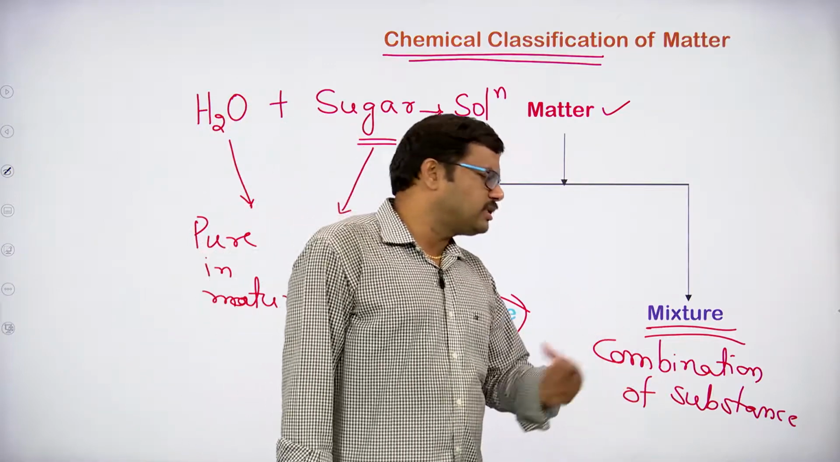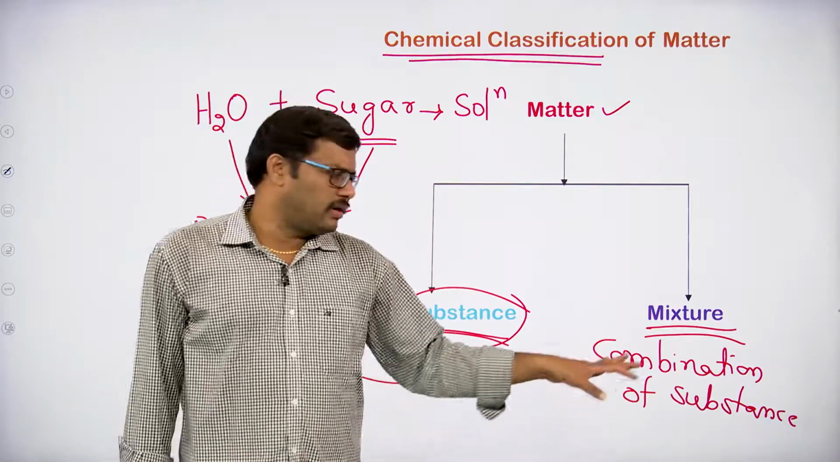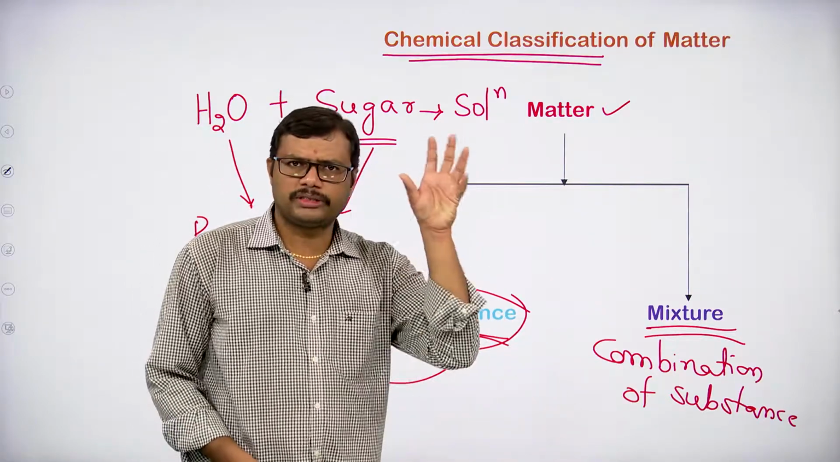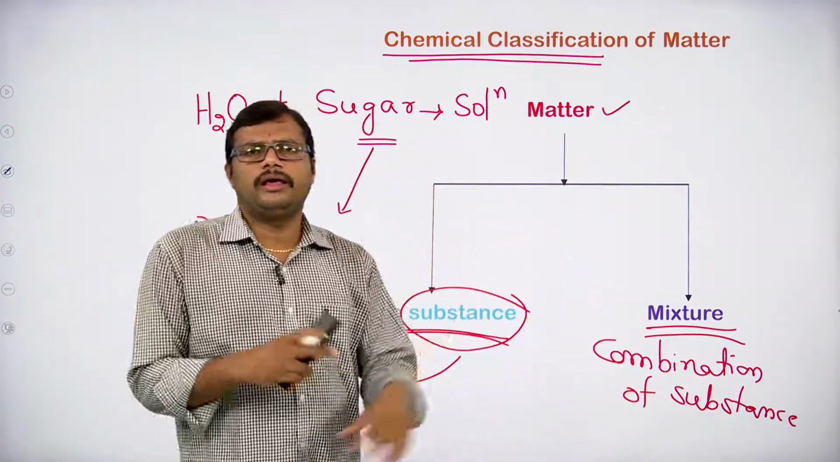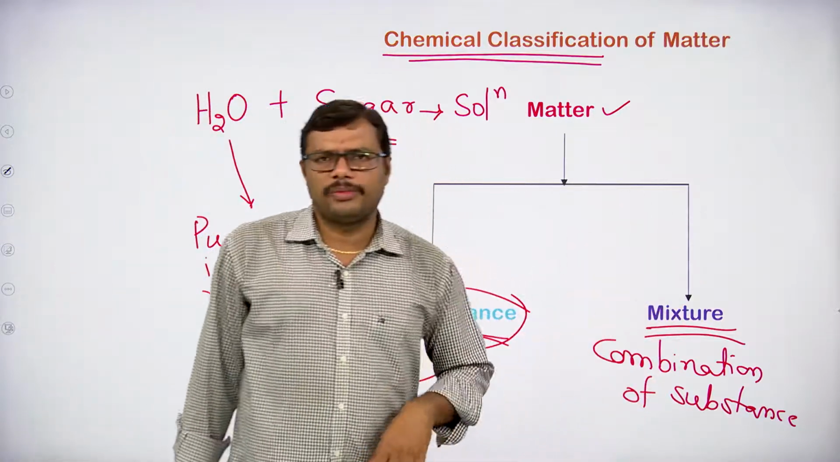So, when pure substances are combined together, we end up with the formation of a mixture, but the combination can take place in any proportion. There is not a fixed proportion. You need not mix only 1 liter with 1 spoon of sugar. No, you can do any combination, any proportions can be mixed, so that we end up with the formation of a mixture.